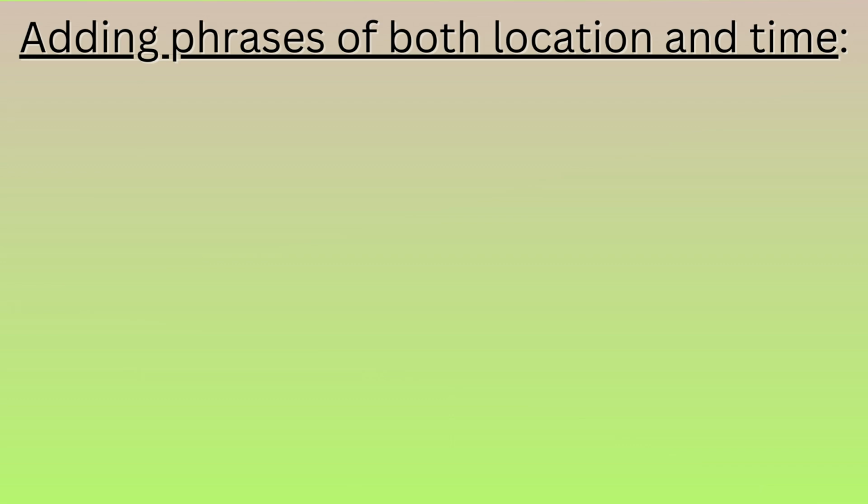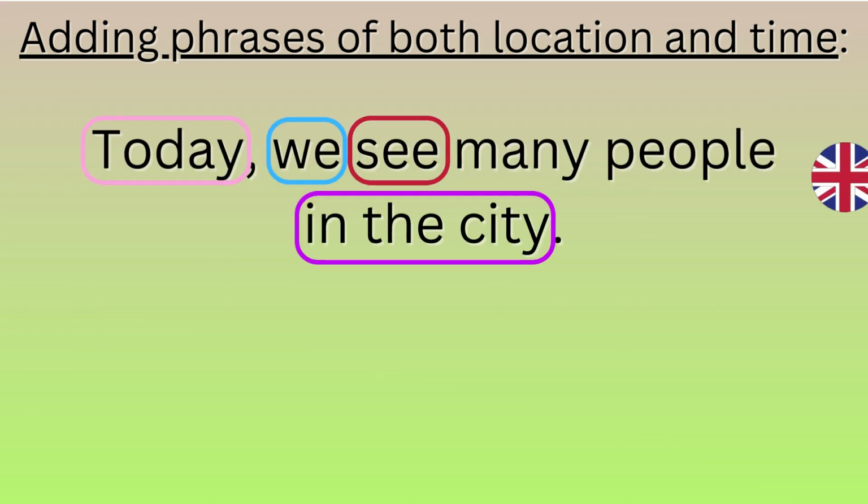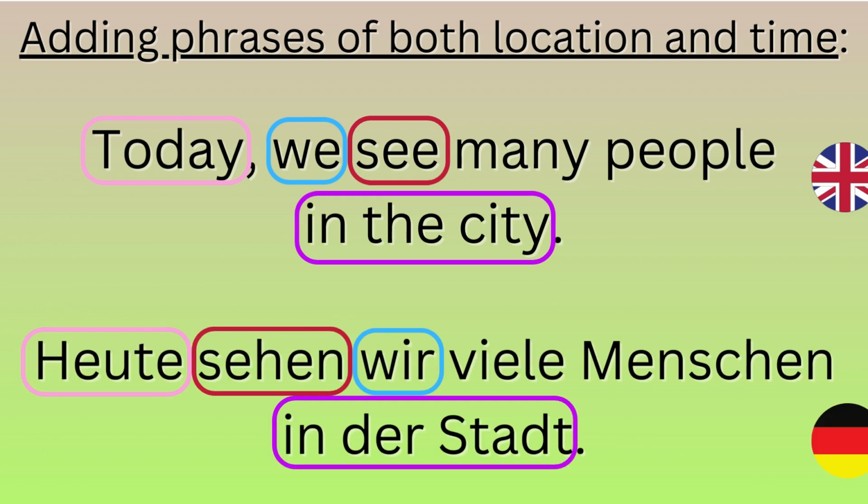In both English and German, we would not likely bunch together temporal and location phrases in one place if used in the same sentence. The most elegant solution might be the following. In English, today we see many people in the city. In German, heute sehen wir viele Menschen in der Stadt.